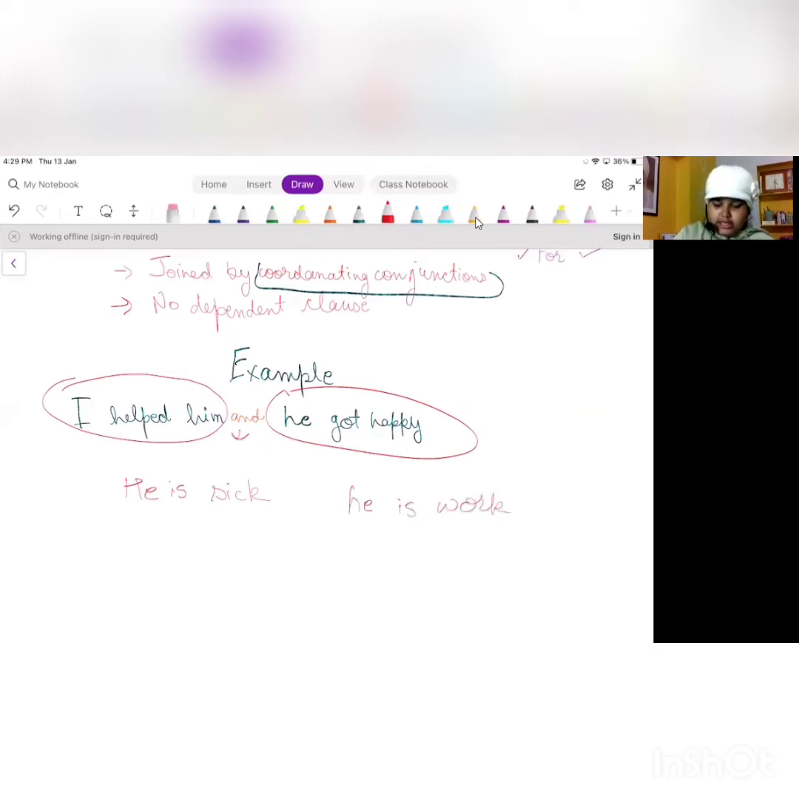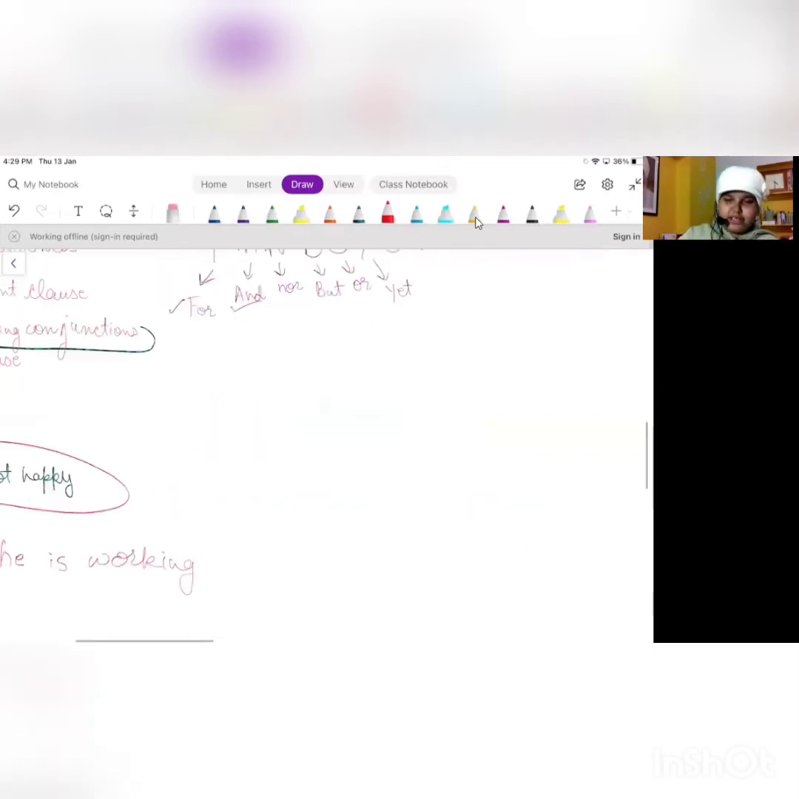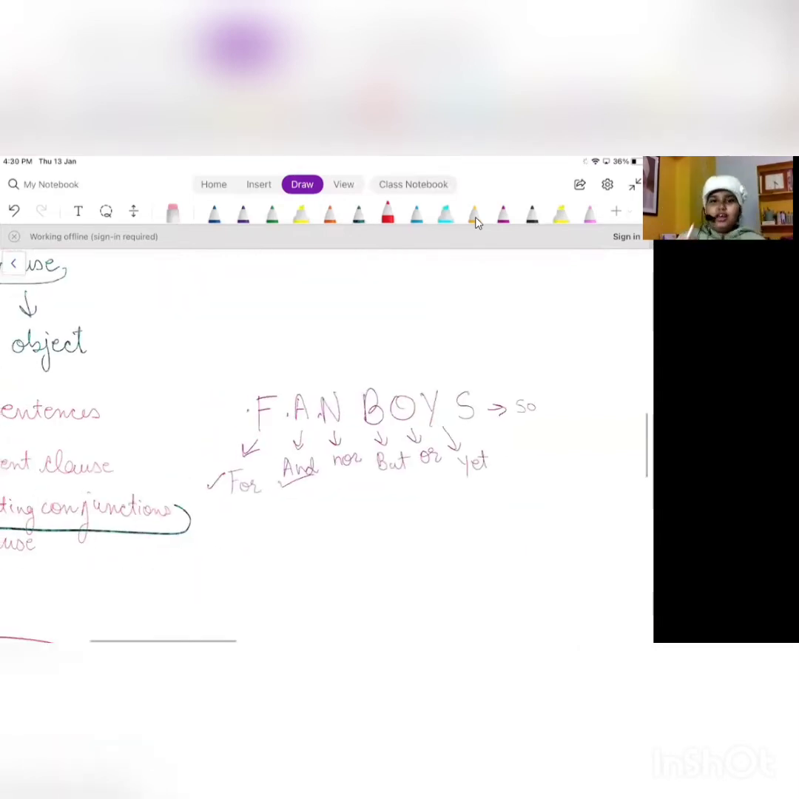He is working. It is this. He is sick. It is also an independent clause. He is working. It is also an independent clause. They both are different sentences. I don't know how to join them. I think I should look at FANBOYS, because FANBOYS are coordinating conjunctions. Now which one should I put?